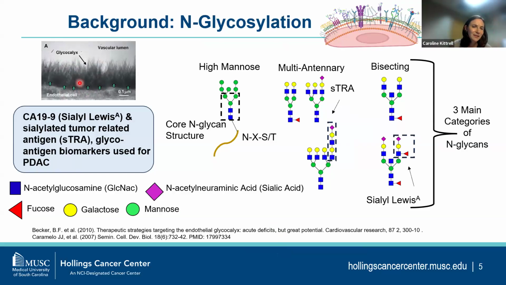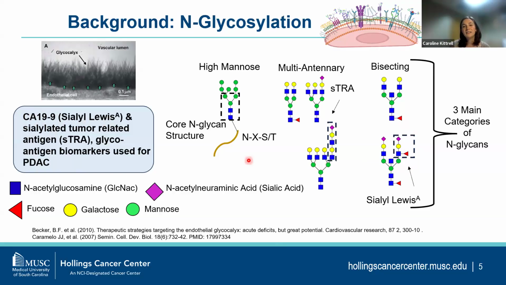And those are constantly being shed and turned over in patient serum as those cells die. And one of those glycans that is a glycoantigen that's shed is called CA19-9, or sialyl Lewis A. And I've shown it here. It can be attached to N-glycans and O-glycans as well. And it's shed in patient serum, and it's one of the glycoantigens that clinicians use today to really track how a patient is doing as far as responsiveness to chemotherapy or even surgery.